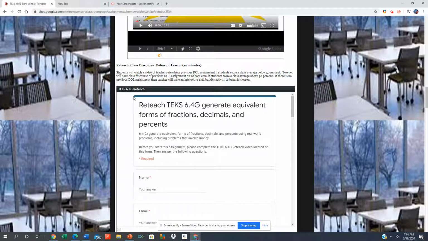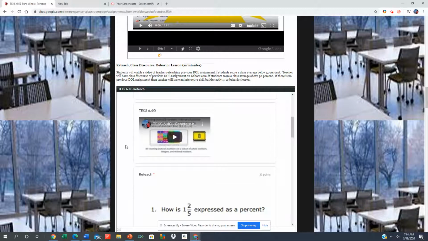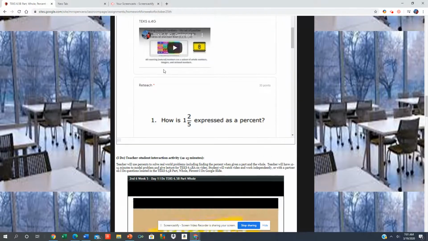Next, students will do a reteach lesson before we get into our I do. The reteach lesson will cover TEKS 6.4G, generate equivalent forms of fractions, decimals, and percents, including problems that involve money. And this TEKS will support our lesson for today. Students can watch a quick video if they need to. They have 3 questions that they have to answer. It will be submitted to Google Forms. It will be for a grade.